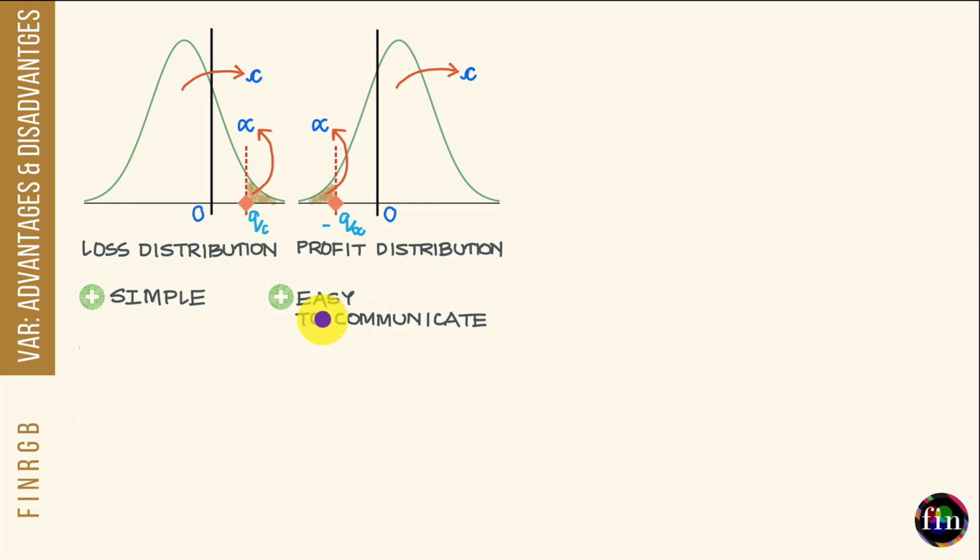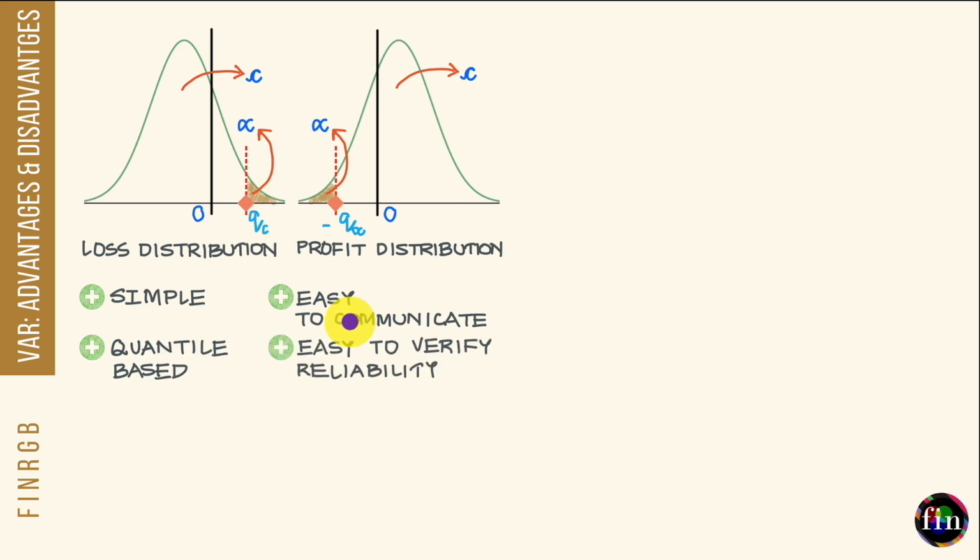Okay, then the next advantage of VaR is that it's a quantile-based measure of risk. In this situation, it was the C quantile. In this situation, it was minus of the alpha quantile. Because VaR is a quantile-based measure of risk, it is not perturbed by or influenced by extreme losses, by outliers. Okay, this is an advantage of VaR.